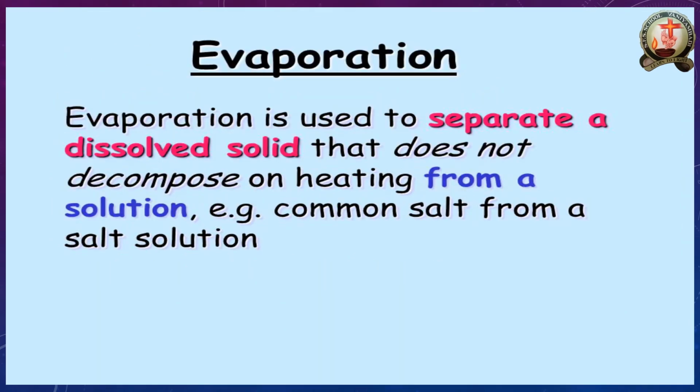Then the evaporation method. This is simple evaporation. A simple method: we take a pot of water and place it on a burner. After frequent heating, all the water evaporates and we get the vessel only. All the water gets evaporated. Evaporation is used to separate dissolved solids that do not decompose on heating from the solution. Your water can be heated and evaporated.